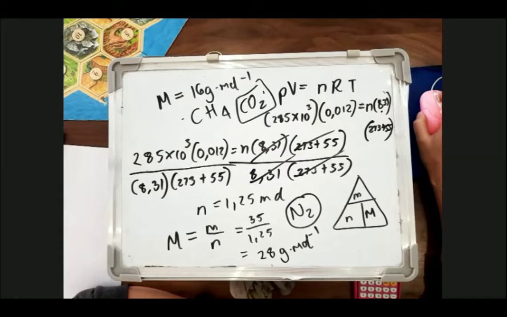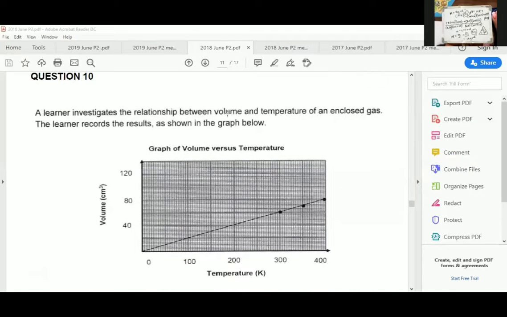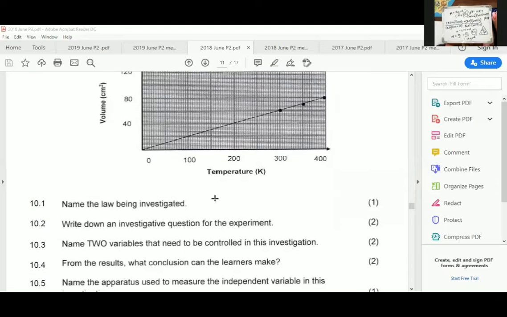This is June 2018. Let me just screen share. Okay, June 2018, question 10. It says a learner investigates the relationship between volume and temperature of an enclosed gas. She records this. Name the law being investigated.